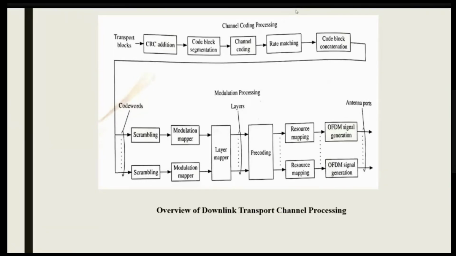Then channel coding takes place. Then the rate matching process takes place, then the code block concatenation process takes place. Whereas in the modulation process, we come across scrambling, modulation mapping, layer mapping, precoding, resource mapping, and OFDM signal generation. We will discuss all these sub-processes in detail.